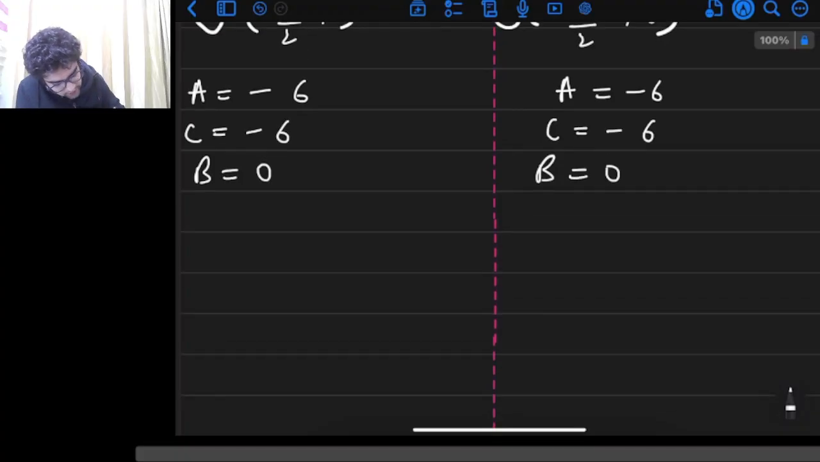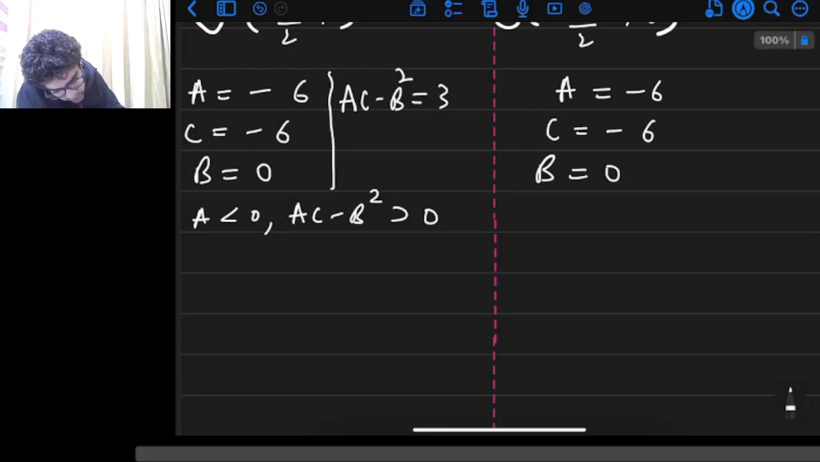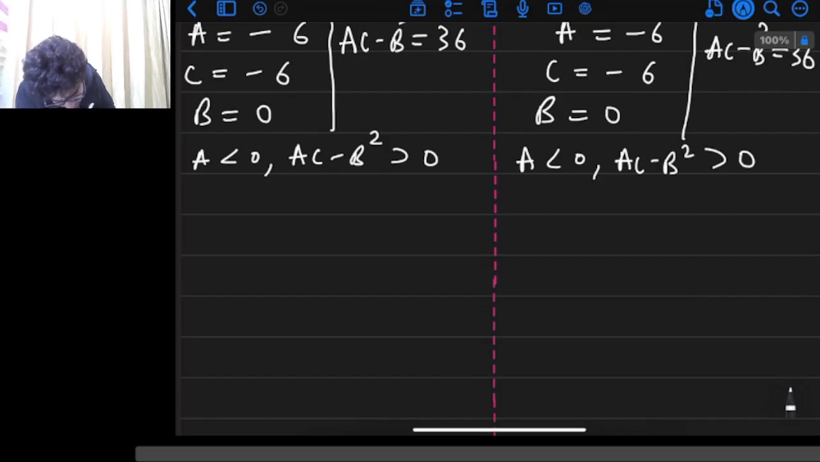So finally I can say that A is negative and AC minus B square is positive. 6 and minus 6 becomes 36 and minus 0. So this is basically positive, right? Where my AC minus B square is equal to 36. So my A is negative and my AC minus B square is positive.